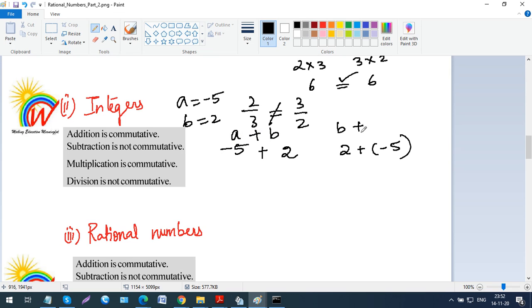So a plus b is minus 5 plus 2, and b plus a is going to be 2 plus minus 5, because a is minus 5. So you get minus 3 here. Here also you get minus 3. Both are equal. So it's commutative.